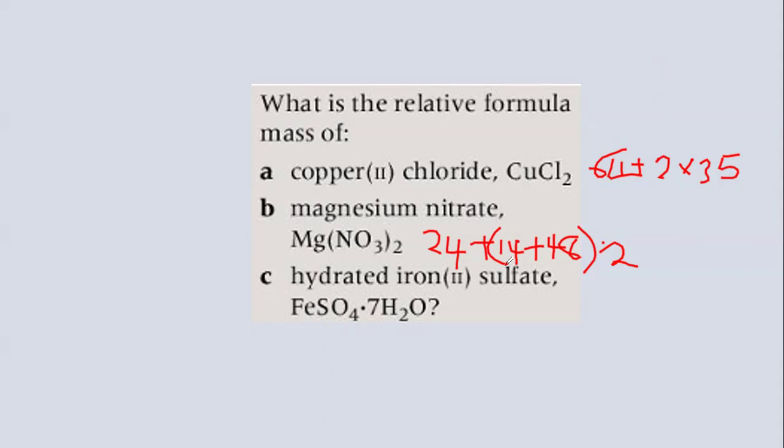So 124 plus 24 gives 148. So the third one is the one that is very, very important. Can you do that?